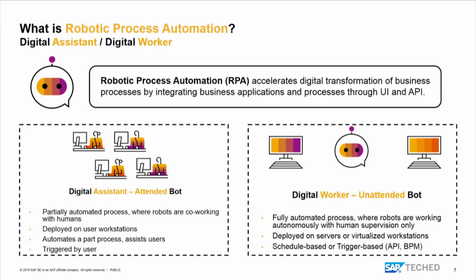Another important usage is what we call unattended bots, or in our terminology, digital worker. In this case, the idea is that the process is fully automated. The bots are working without any human intervention. In general, the bot is deployed on a server or on a virtualized machine. The main difference between attended and unattended is that in this case, the different scenarios and automations will be scheduled and triggered by a third-party system, which is what we call the control room. And we'll see that in a few minutes.